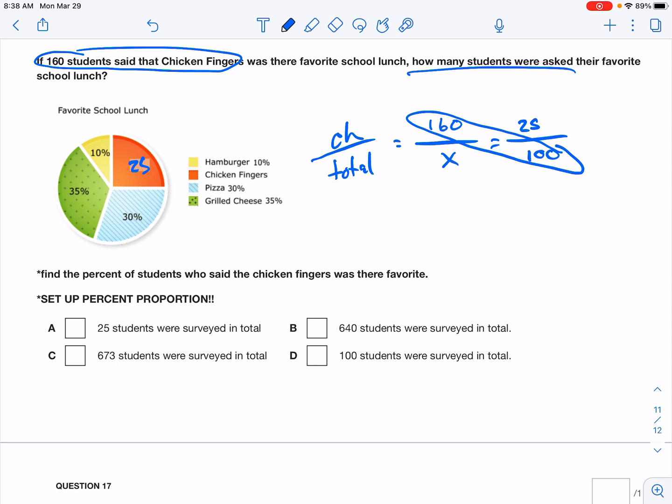So then we can set up our proportion, divide, and there's 640 total.